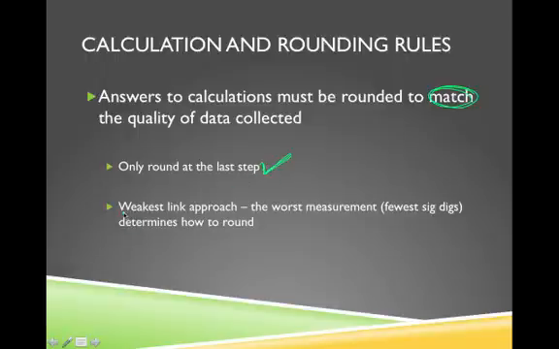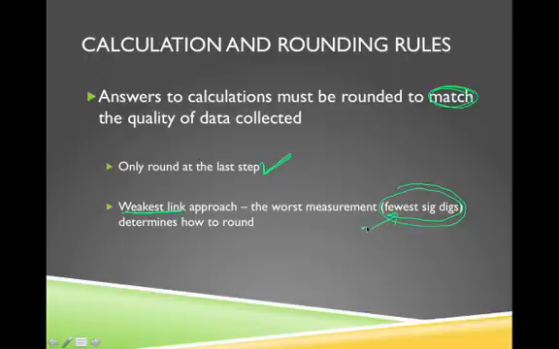Now here's the other key tip here. We're going to use what I like to call the weakest link approach. When you're dealing with this rounding, you're going to have many data values that you're combining together in your calculation. Whichever one of them is the worst measurement, whichever one of them has the fewest significant digits or the fewest decimal places, that unfortunately is the one that is going to ultimately limit your answer, and that's the one you have to round your answer to match to.